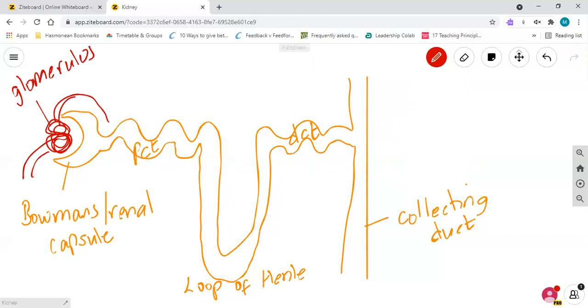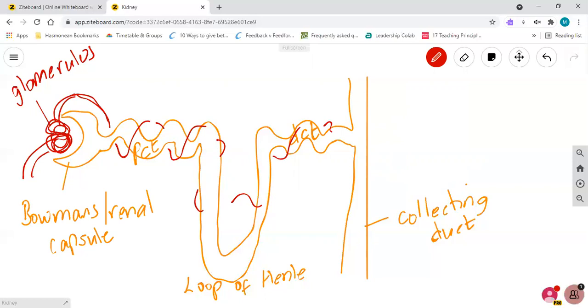And then the blood vessels, the capillaries, drape themselves around the rest of the nephron. I'm not going to draw them all in, all the way around the rest of the nephron, all the way down to the collecting duct.